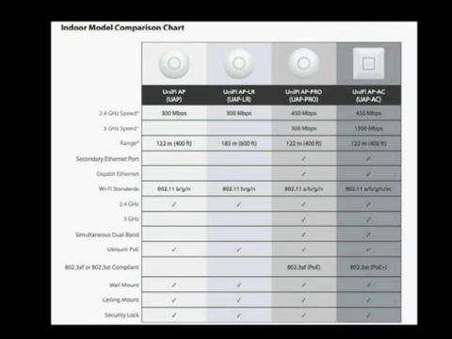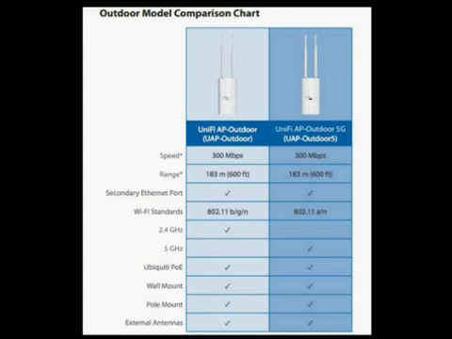Now, in addition to the indoor access points, we have two outdoor access points, the UniFi AP Outdoor and the UniFi AP Outdoor 5G. As you can probably gather from their names, these are access points designed to be deployed in outdoor environments. They're both single-band devices. One operates at 2.4 gigahertz, the other at 5 gigahertz. And all six of our access points are PoE enabled, so that you can use power over Ethernet from your switch to power the devices.